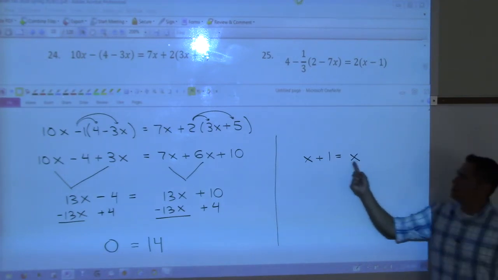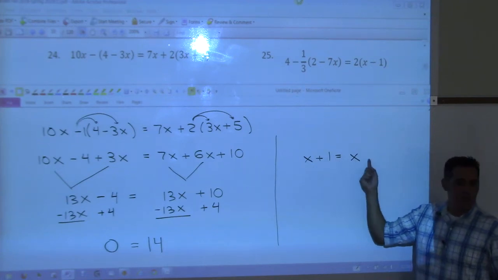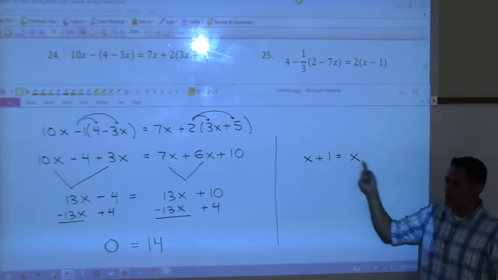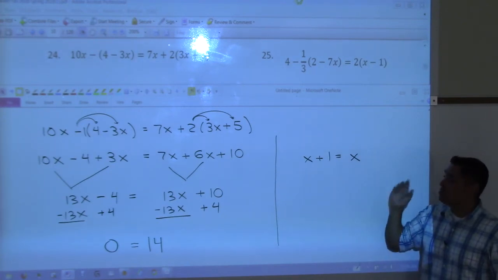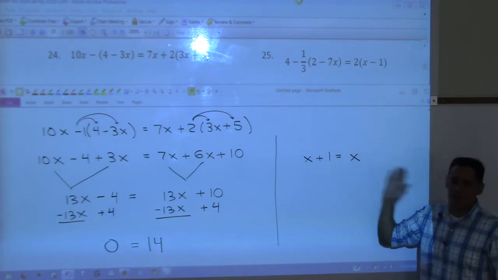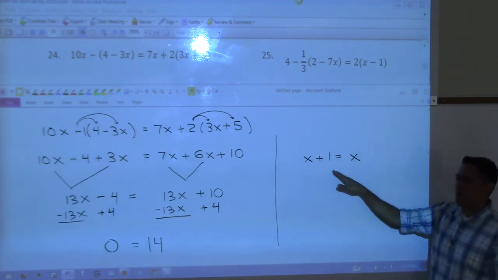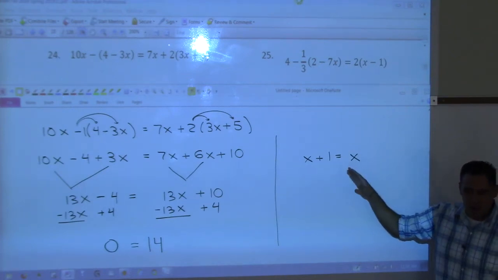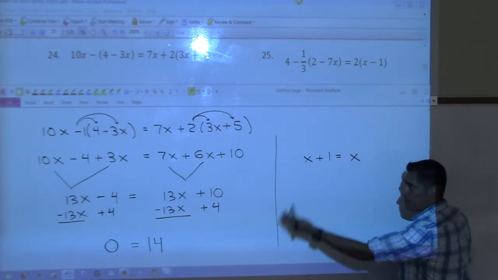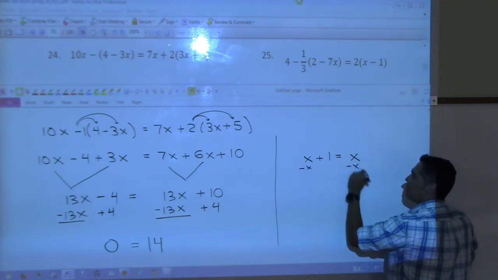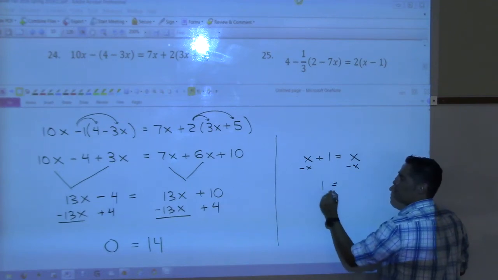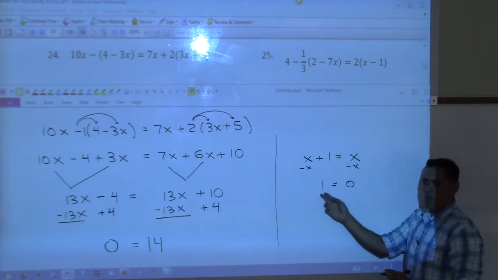0 wouldn't work because that would make it 1 equals 0, wouldn't it? Will 2 work? Then that'll be 3 and that'll be 2, right? There's nothing, you can sit here all day long. You can spend the rest of your life looking for a solution to this. You will never find one, okay? And the reason is because if we follow the procedure, I would subtract x, right? And then I would get 1 over here, and over here I get 0, and 0 is not 1.